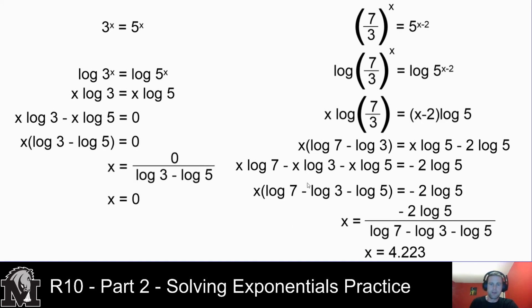And then to get x by itself, I have to divide this whole piece here onto the other side. So negative 2 log 5 divided by, and then this whole piece in the denominator, log 7 minus log 3 minus log 5. Punch that into your calculator and you get 4.223.